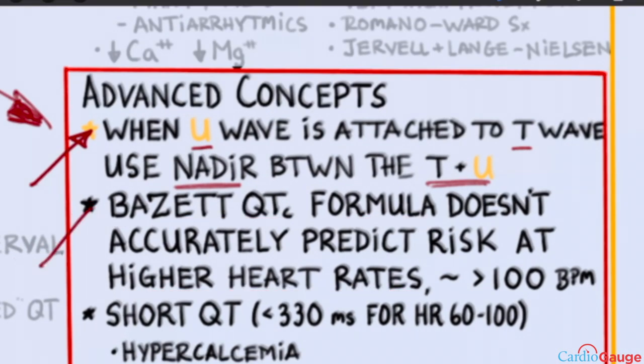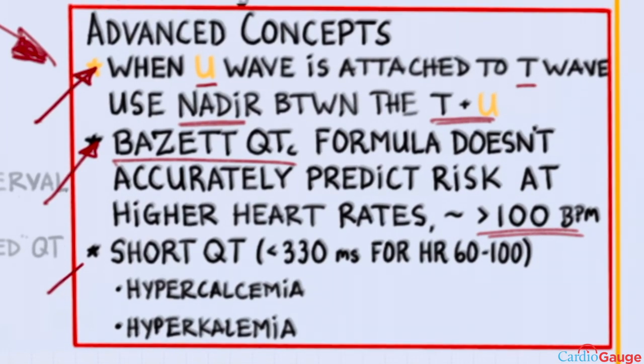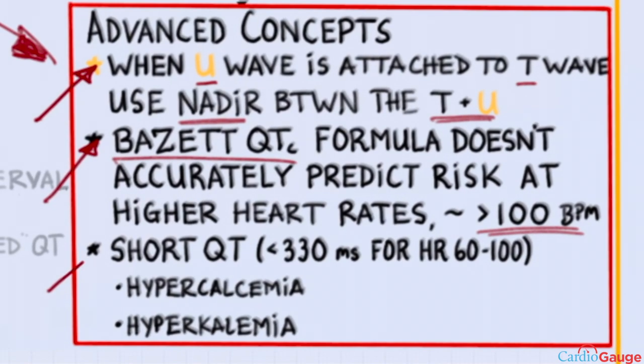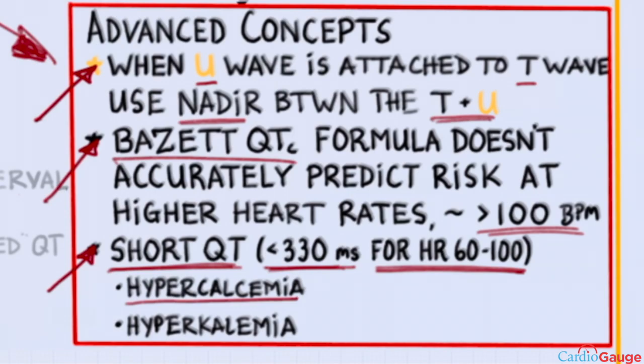The next one's here. The Bazett QTc formula does not accurately predict risk at higher heart rates, so around 100 beats per minute or more. It just doesn't work. And then the last item here is short QT, which doesn't come up as much as long QT, is defined as less than 330 milliseconds for heart rates in the 60 to 100 range. And things that cause that are hypercalcemia and hyperkalemia.